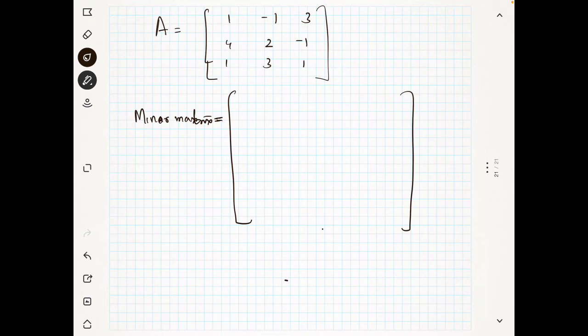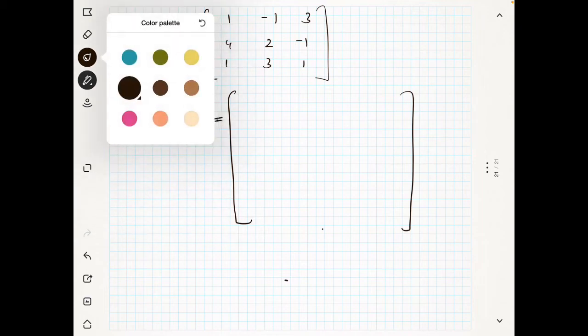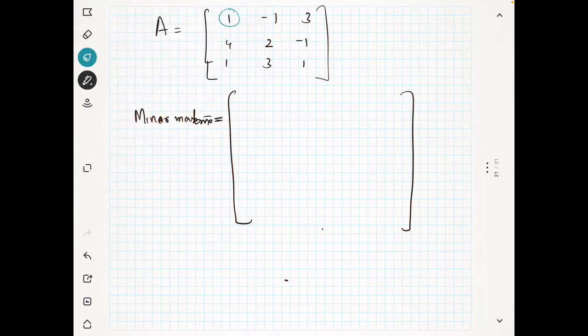If I take the first element, this 1, I can remove this row and I can remove this column. So the minor matrix will be the determinant of 2 minus 1, 3, 1. That's it. Next, the second part, I will take this one. So I will remove this column and this complete row. So what is remaining? It is nothing but 4 minus 1, 1 and 1, right?